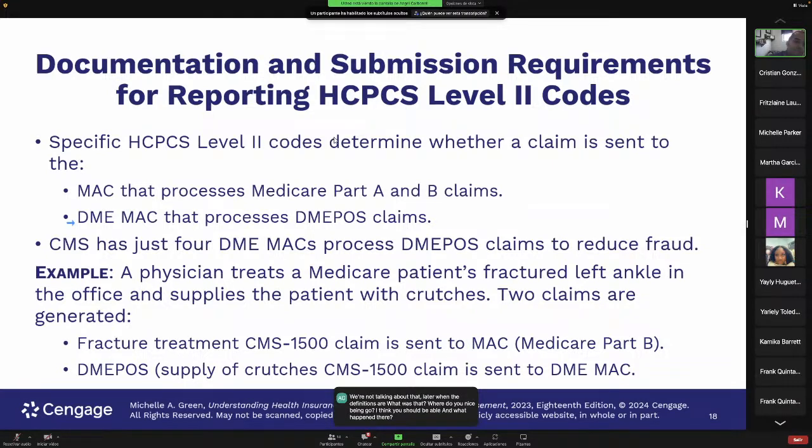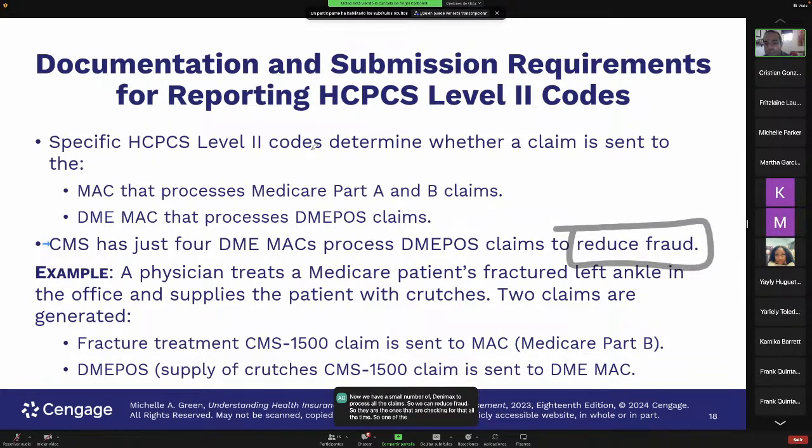So DME MACs will get for Medicare Part A and Part B. And then DME for MAC will be through another section. CMS will just make sure that we have a small number of DME MACs to process all the claims, so we can reduce fraud. So they are the ones that are checking for that all the time.